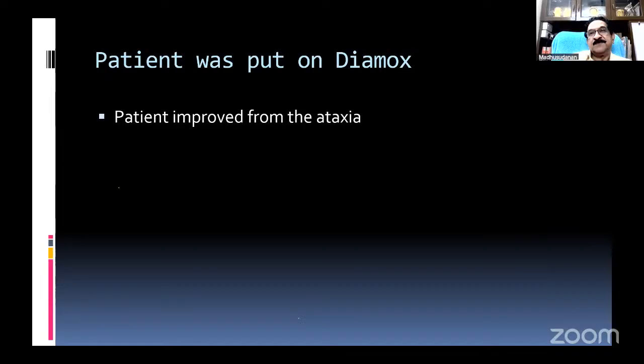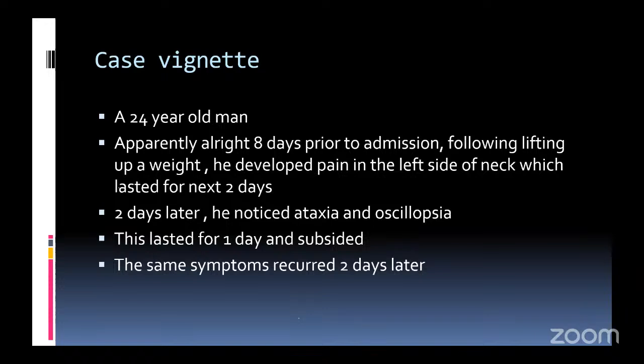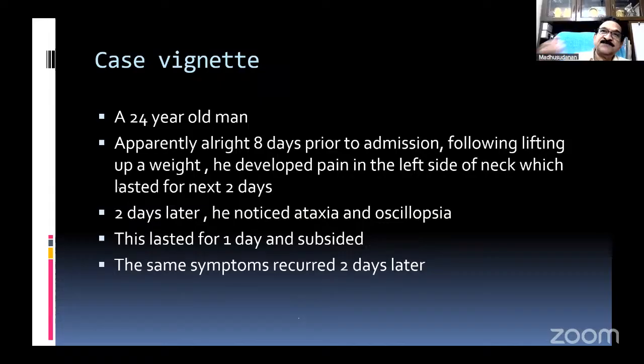The ataxia part improved. This is another 24-year-old man, apparently ordained 8 days prior to admission. Following lifting up a weight, he developed pain in the left side of the neck, which lasted for 2 days. 2 days later, he noticed ataxia and oscillopsia. This lasted for 1 day and subsided. Initially, I thought following some dissection or something which produced ischemia to the brainstem. But next he said it's over, everything has subsided, and the same symptoms recurred 2 days later. That is what he told.